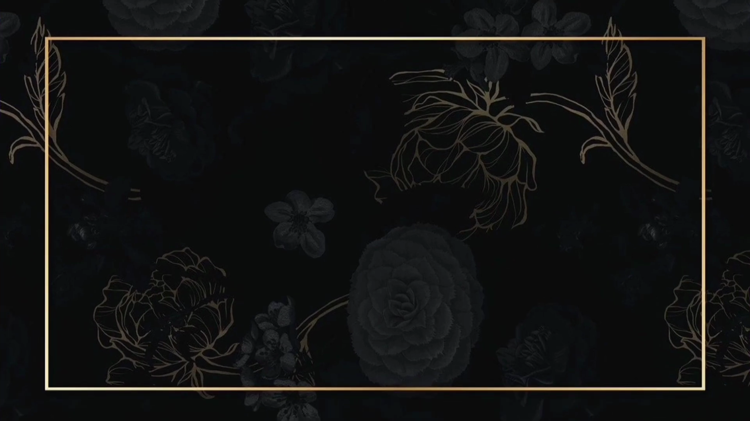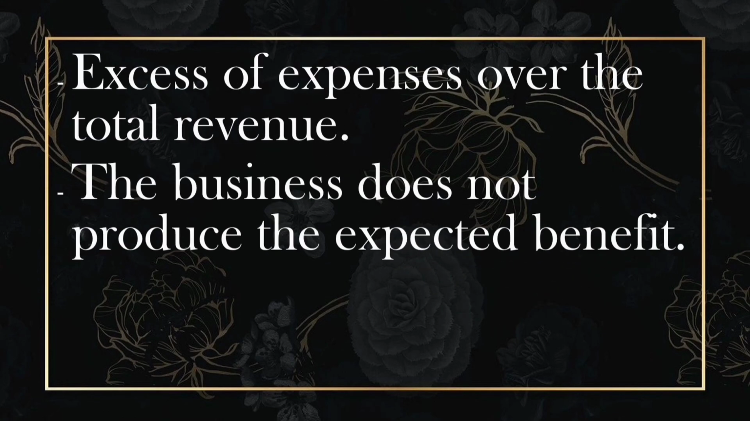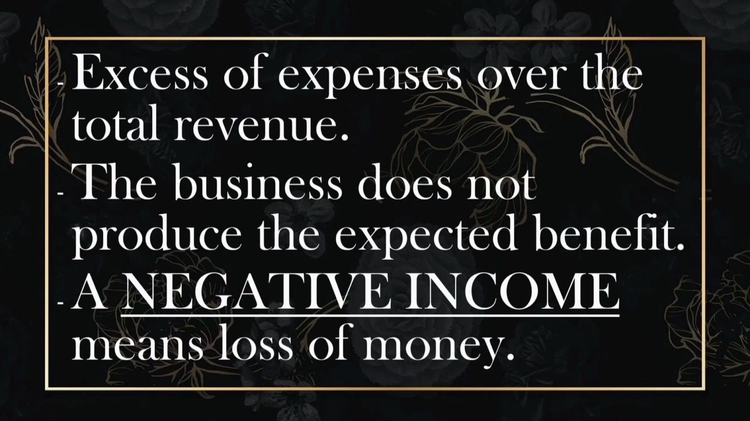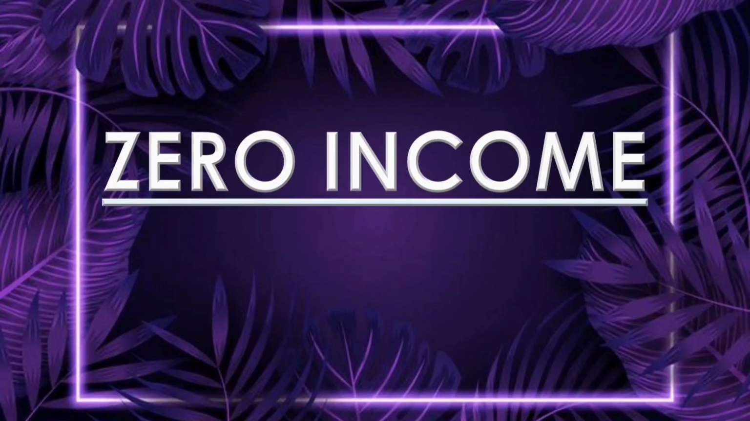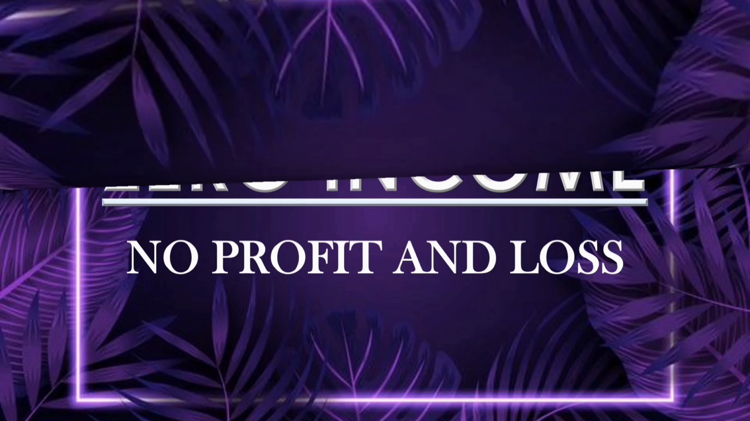It is defined as the excess of expenses over the total revenue, meaning the cost of goods sold is greater than the selling price. Also, the business does not produce the expected benefit because the selling price is less than the cost of goods sold. Lastly, a loss of money indicates a negative income. Next is zero income. We have a zero income if we got no profit and no loss.